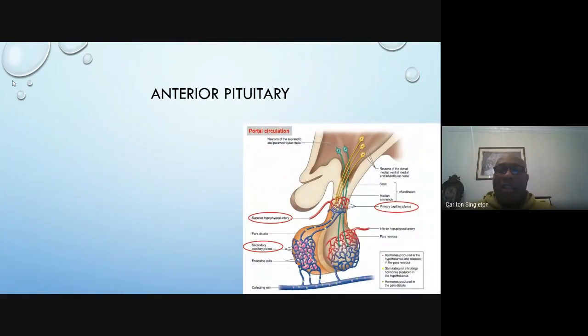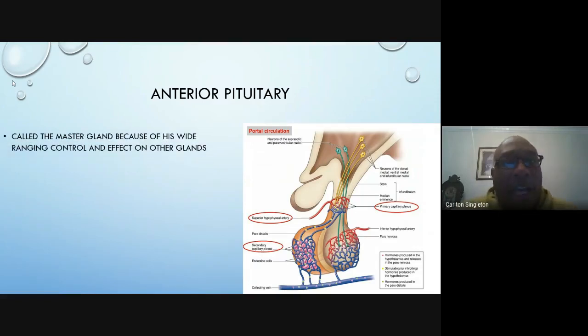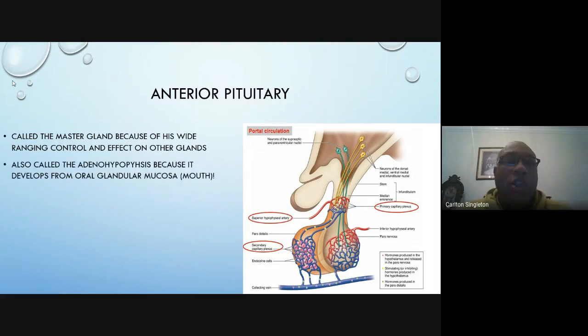If you look here, the anterior pituitary is the one on your left. Okay, you'll see it here. We call this the master gland, or sometimes we also call it the vice president because of its wide-ranging controls and effects on other glands throughout the body. It's also called the adenohypophysis. And why do we call it the adenohypophysis? Hypophysis describes the pituitary. Adeno means gland. You see the word adeno, that means gland. So the anterior pituitary is actually a true gland.